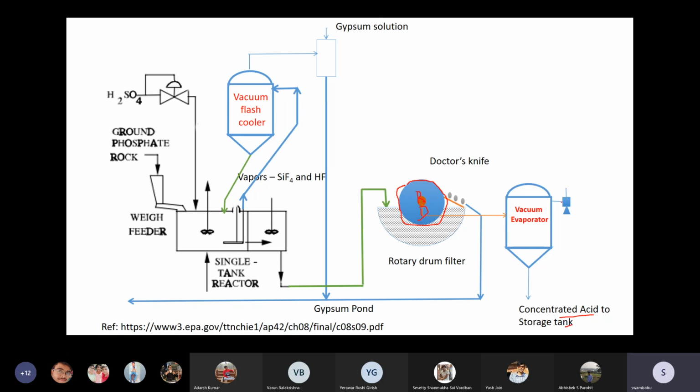Now whenever we have vacuum, we have vacuum generators called jet ejectors. I think I have already told you about the jet ejectors. So jet ejectors are connected here to generate the vacuum in the large columns here. That way the water vapors are removed, and you will get the concentrated acid. So this is the very simple phosphoric acid production process.